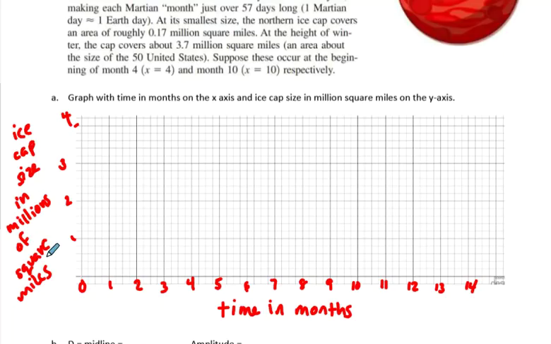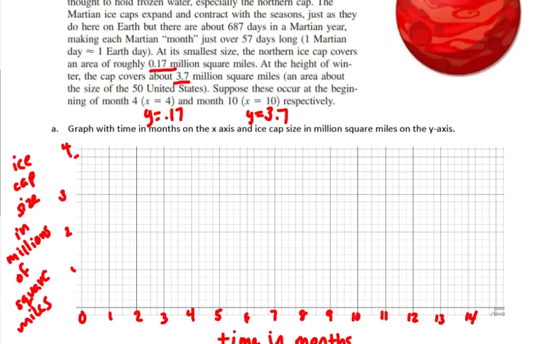So on this graph, they gave us 2 points. They said, suppose these, the minimum and maximum, occur at the beginning of month 4 and month 10, respectively. So the minimum, 0.17 million square miles, that happens at month 4. And then the maximum, 3.7 million square miles, that happens at month 10. So all that other information that was up there about how many days in a year, that's interesting, but really not necessary for solving this problem.